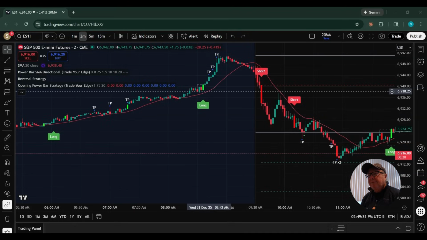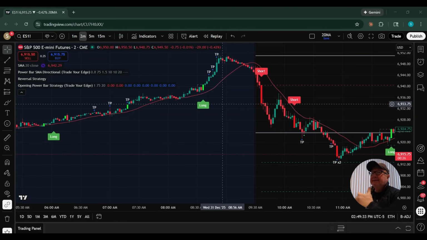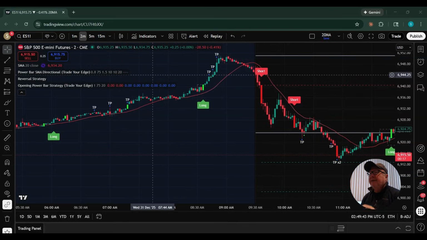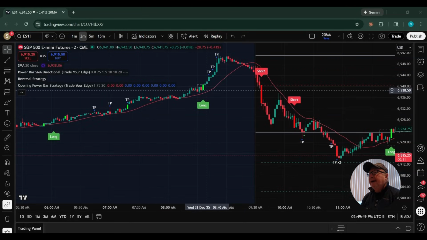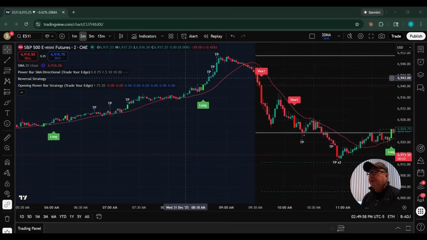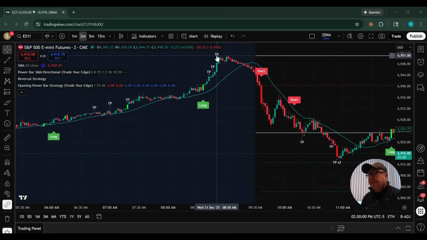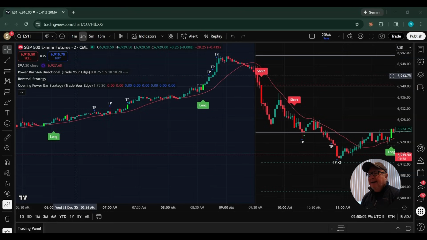For a power bar strategy, and this is the ES on the 2 minute, I had someone ask me about the power bar yesterday in the video that I did, which is linked at the end of this video, and how a power bar strategy performs with ES. As you can see on this chart, there are several signals going off, and the stop is always in the power bar, right? It's always clearly defined.